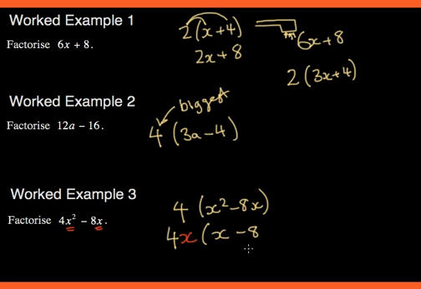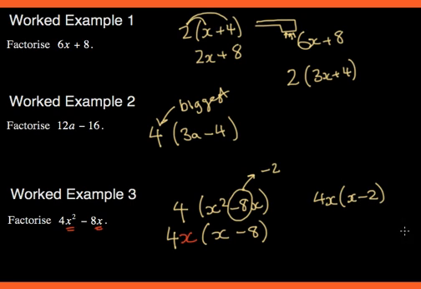Oops, I've made a mistake here. Can you spot what it is? If you've seen that I've written here a minus 8 by mistake, then you'd be correct. This should be minus 8 divided by 4. This should be a minus 2. So overall, this should actually say 4x and then x minus 2.